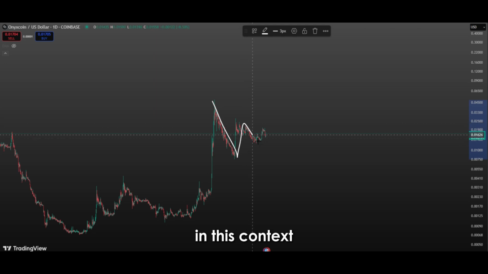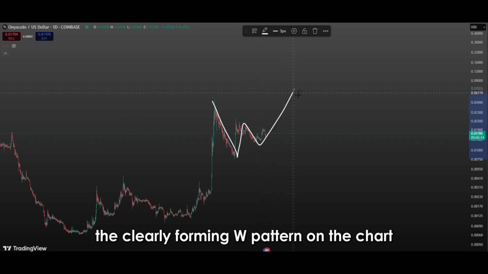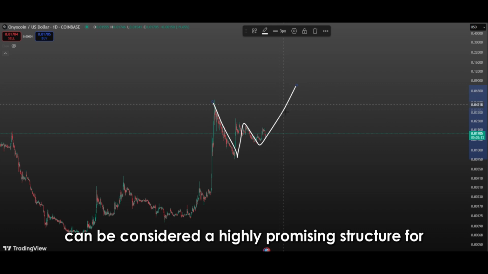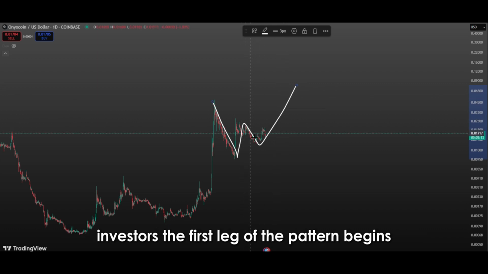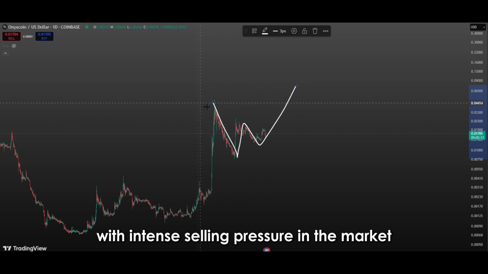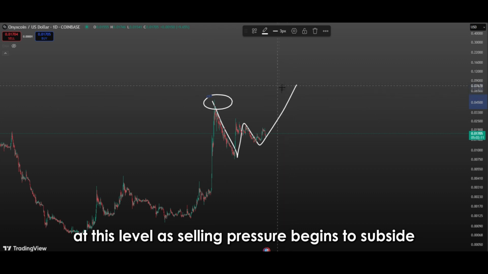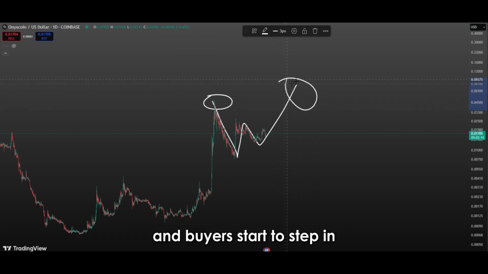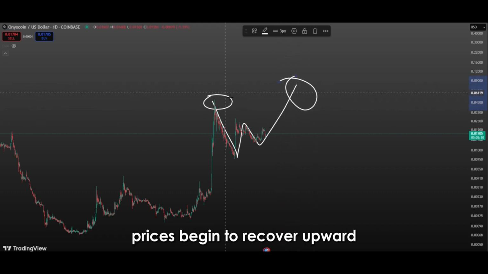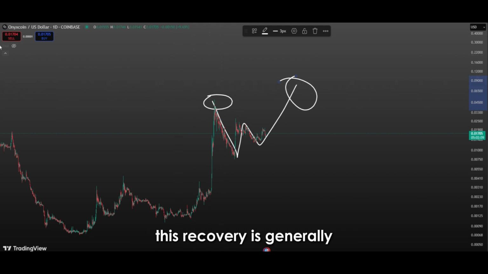In this context, the clearly forming W pattern on the chart under analysis can be considered a highly promising structure for investors. The first leg of the pattern begins with intense selling pressure in the market, causing the price to fall quickly to a certain low. At this level, as selling pressure begins to subside and buyers start to step in, prices begin to recover upward. This recovery is generally referred to as the correction following the first bottom.